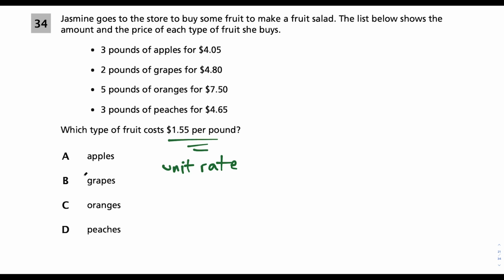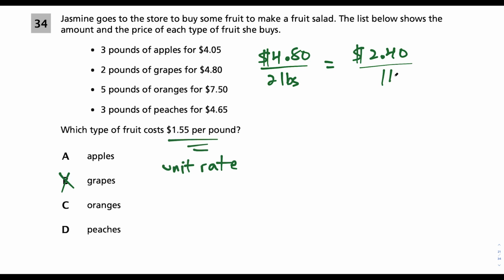So one that I could eliminate right away, just looking at this, is grapes. That's probably the easiest one to do in your head. You take $4.80 for 2 pounds of grapes, and if you do 480 divided by 2, that would reduce to $2.40 per pound. So this would be the unit rate, and that doesn't match the $1.55.